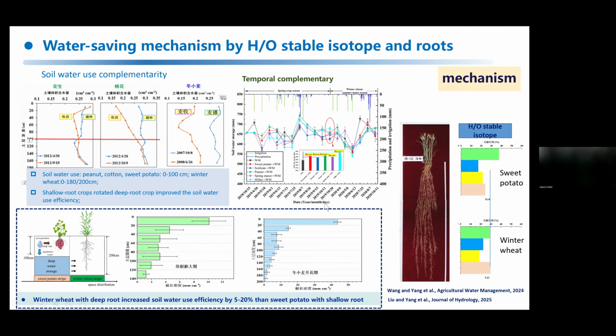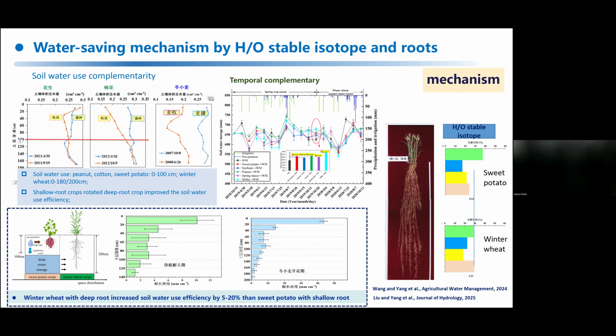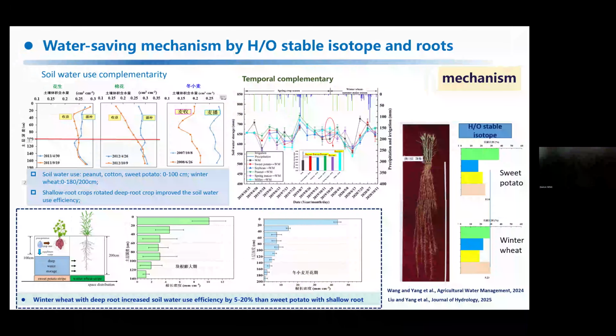So we are using a shallow root crop as the first crop, and then following it with deep root crops. I think it can make soil water use complementary in the temporal schedule, and also in the vertical soil profile. And we found that winter wheat with deep roots can increase soil water use efficiency by 5 to 20% compared to shallow root crops.